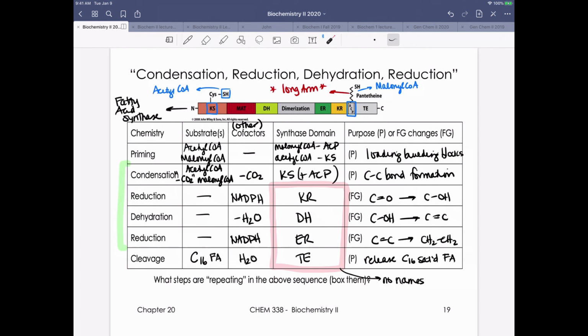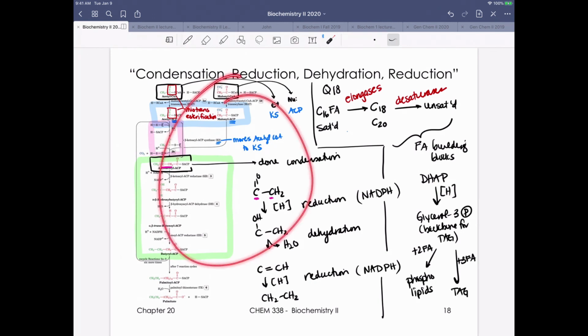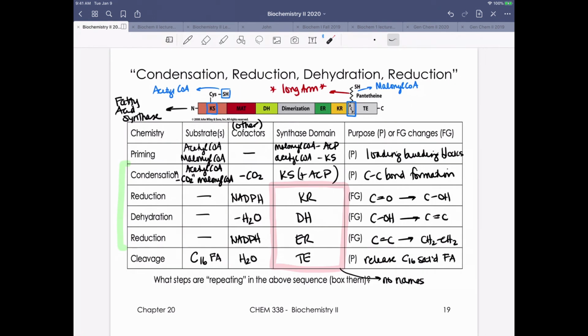All right, so this was, again, a slide that we had that showed us this machine, this factory. And again, I want you to know what happens in different steps, which you could get pretty easily, I think, from this slide. But this is just a nice summary slide that highlights the chemistry that happens, the functional group changes that happen with each of these reduction or dehydration steps. Again, you do not need to know any names for these guys, but I do want you to know that we're going to have acetyl-CoA, or whatever our electrophile is going to be, attached to the Ks domain.